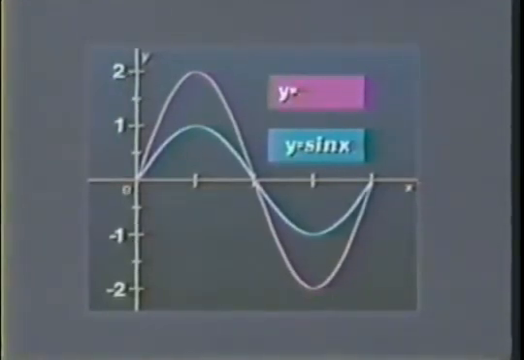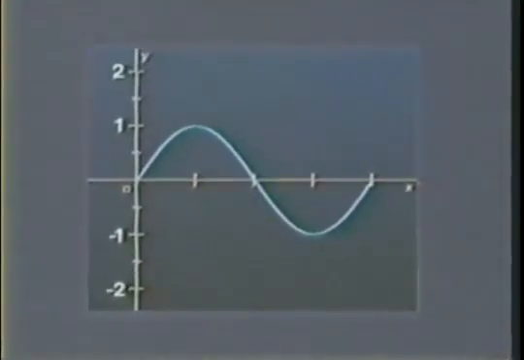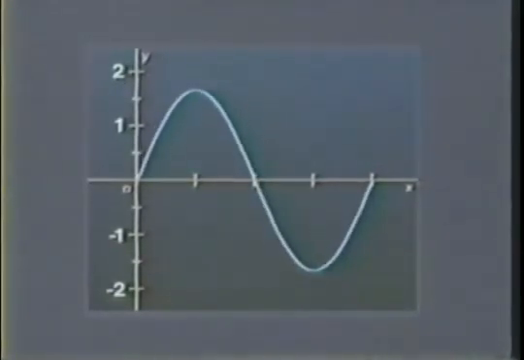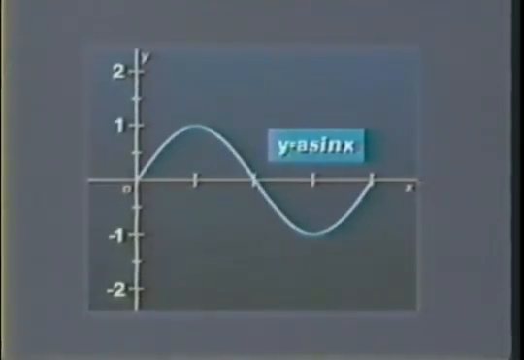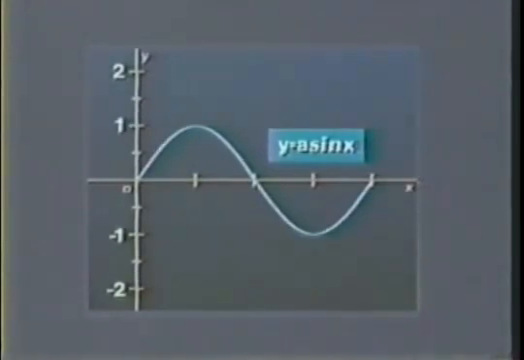To write an equation for the new curve, we must double the amplitude of y equals sine x. So we multiply sine x by 2. Y equals 2 sine x is the equation for this curve. Y equals 3 sine x is the equation for this curve. So, if we wanted to write a general equation for sine waves of various amplitudes, it would be y equals a sine x, where a can take on many values. Notice that when we change the amplitude, the curve still crosses the x-axis at the same points.